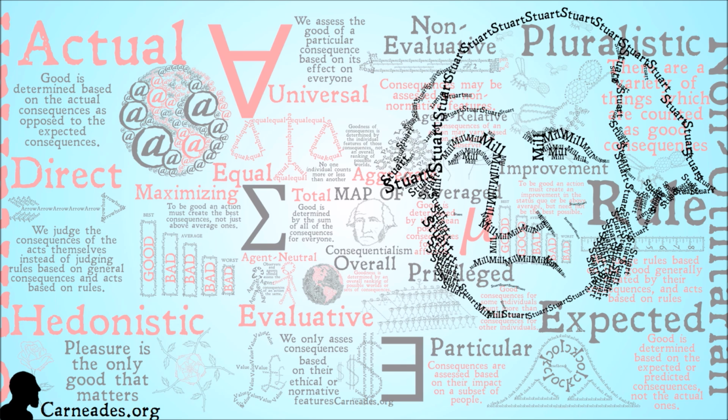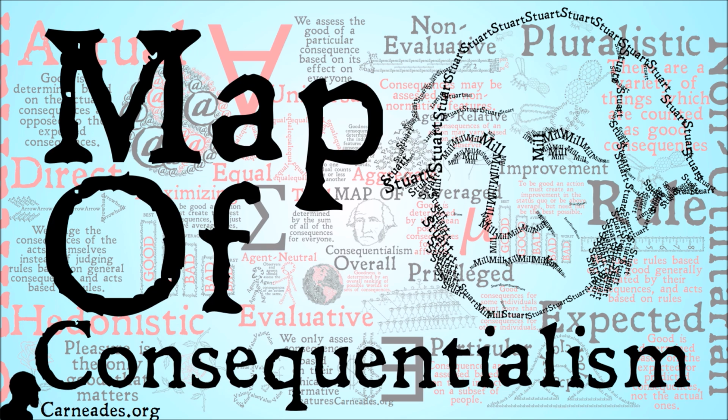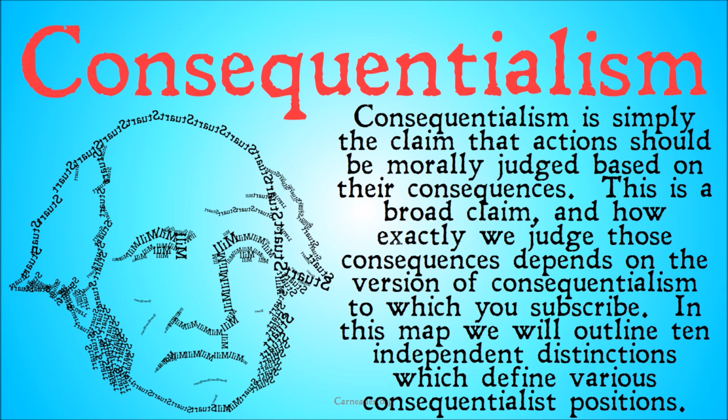Today we're going to be digging a bit deeper into the theory of consequentialism, looking at what I'm going to call the Map of Consequentialism. Consequentialism is simply the claim that actions should be morally judged based on their consequences. This is a broad claim, and how exactly we judge those consequences depends on the version of consequentialism to which you subscribe. In this map, we will outline 10 independent distinctions which define various consequentialist positions.